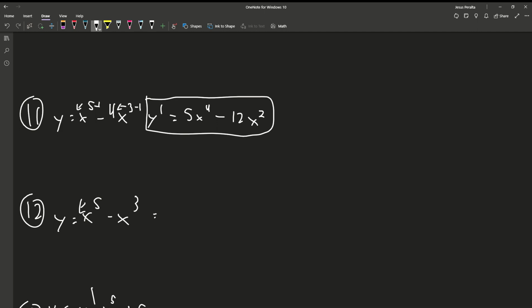Multiply 5 right there. Same thing as saying 5x, and then just subtract right there. It's 4. Minus, multiply by 3 in the front. 3x, subtract 1 on top, 2. Let's keep moving on.